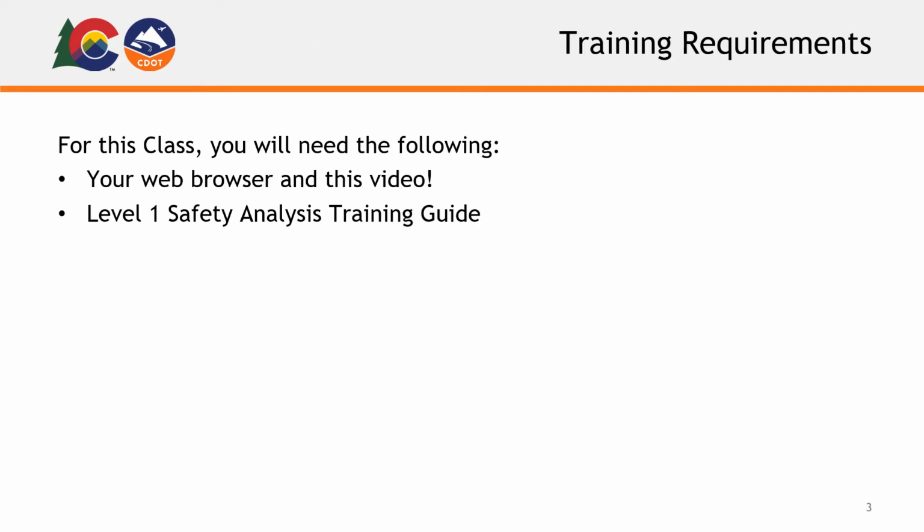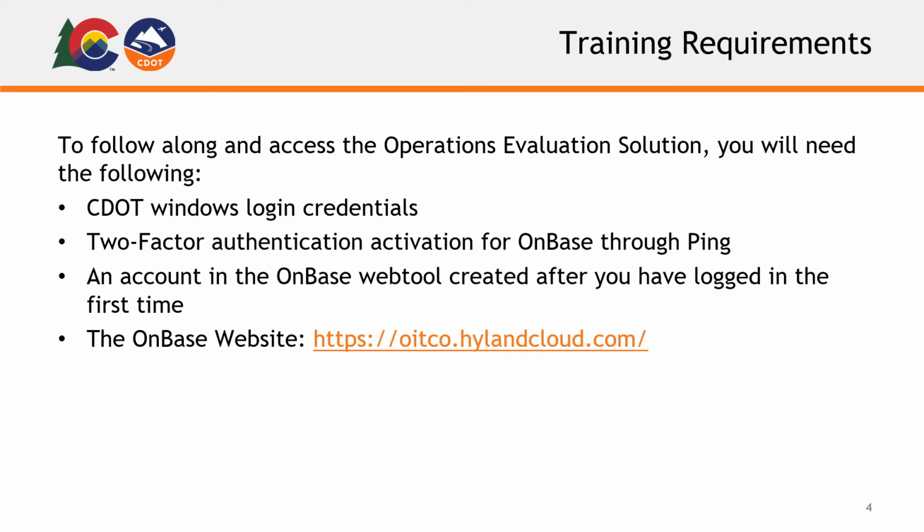For this class, you will need the following: your web browser and this video, Level 1 Safety Analysis Training Guide. To follow along and access the Operations Evaluation solution, you will need the following: your Windows login credentials, two-factor authentication activation for OnBase through Ping, an account in the OnBase web tool created after you have logged in the first time, and the OnBase website shown here.